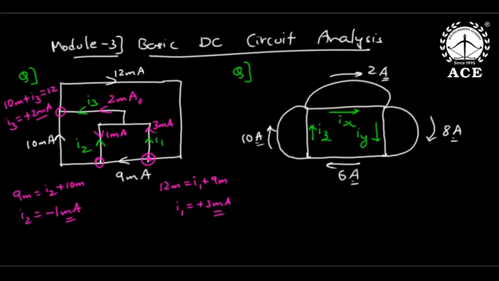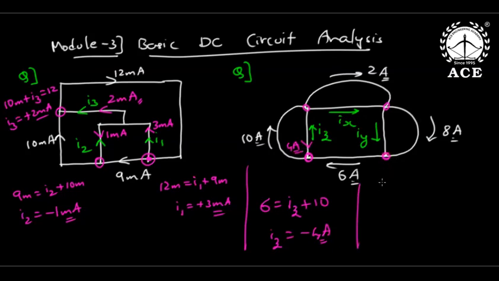Now let me also apply KCL here. Don't directly apply here or here because there are two unknown parameters. First, I will apply here. Incoming current 6 is equal to outgoing IZ plus 10. So IZ is minus 4. Minus 4 confirms that the actual current is going opposite to the reference. Now I'll apply here. Incoming IY plus 8 is equal to outgoing 6. So IY is minus 2 ampere. Minus 2 again confirms that the actual current is opposite to the reference.